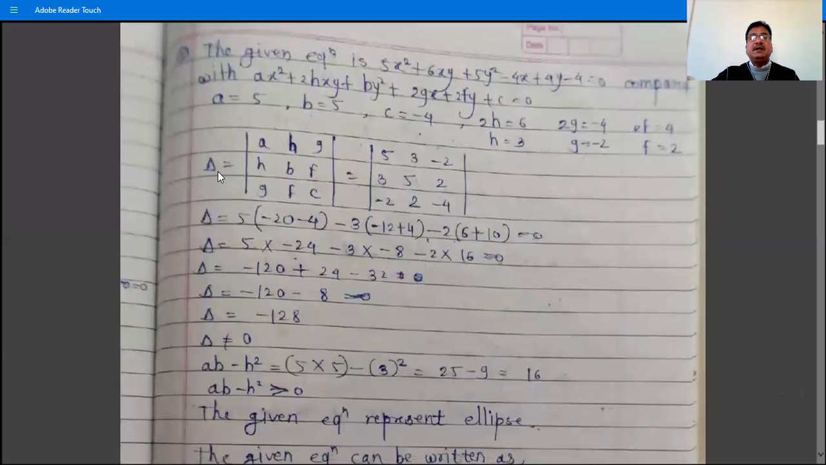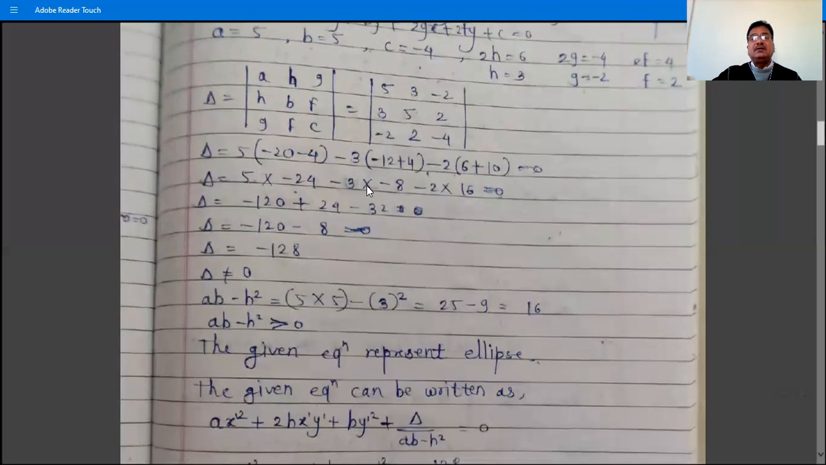So the determinant delta is equal to the determinant with rows a h g, h b f, and g f c. So write the values of a, h, g and all these, h, b, f and g, f, c. We have this determinant and solve it. So 5 into (5 times minus 4 is minus 20, minus 4, minus 3, negative sign to this), then minus 3 into (3 times minus 4 is minus 12, minus plus 4), and then minus 2 in bracket (6 minus 10, minus plus 10).